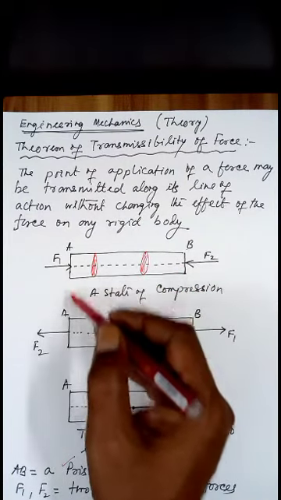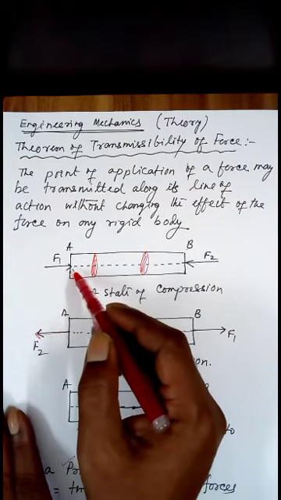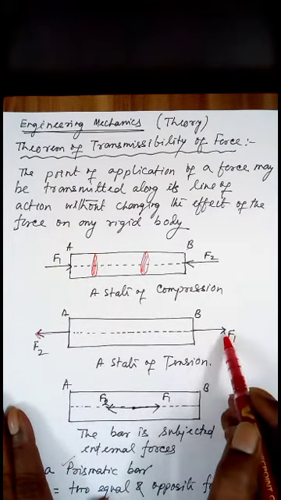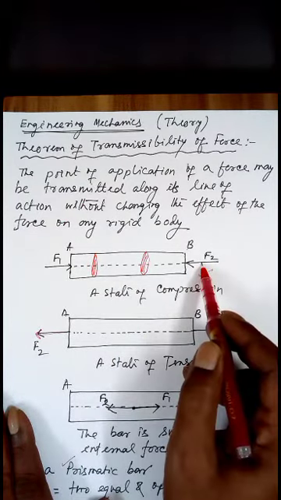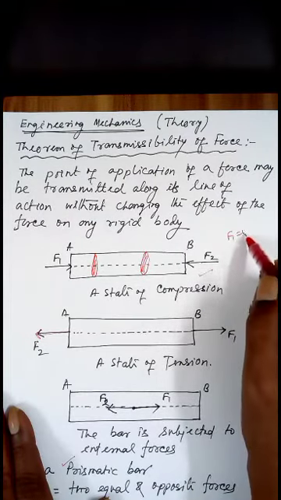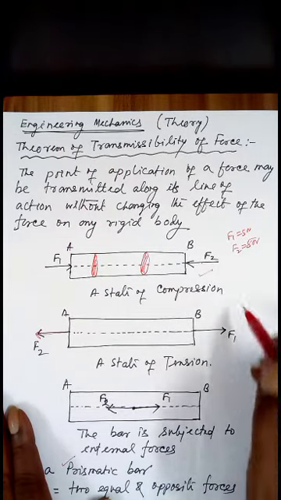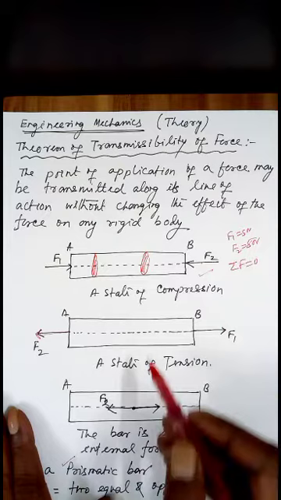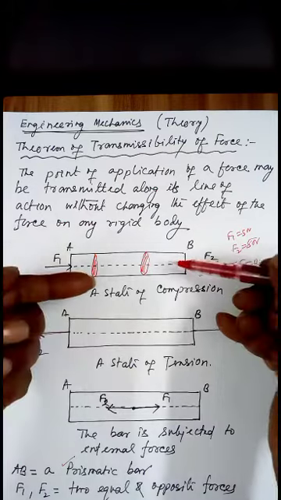So F2 arrives here. Similarly, you can transmit this F1 along its line of action to the point B. So F1 arrives here. In the first case, these two were equal and opposite. Means if F1 is equal to 5 Newton, F2 is equal to 5 Newton. Since they were acting from opposite directions, sigma F was equal to 0, means it was in equilibrium. And the case was a state of compression. Look, there it is, the bar is being compressed.